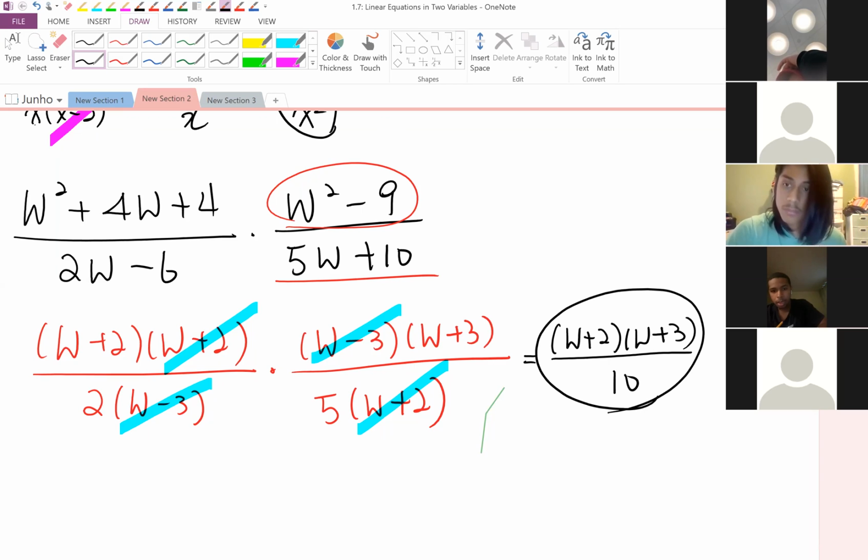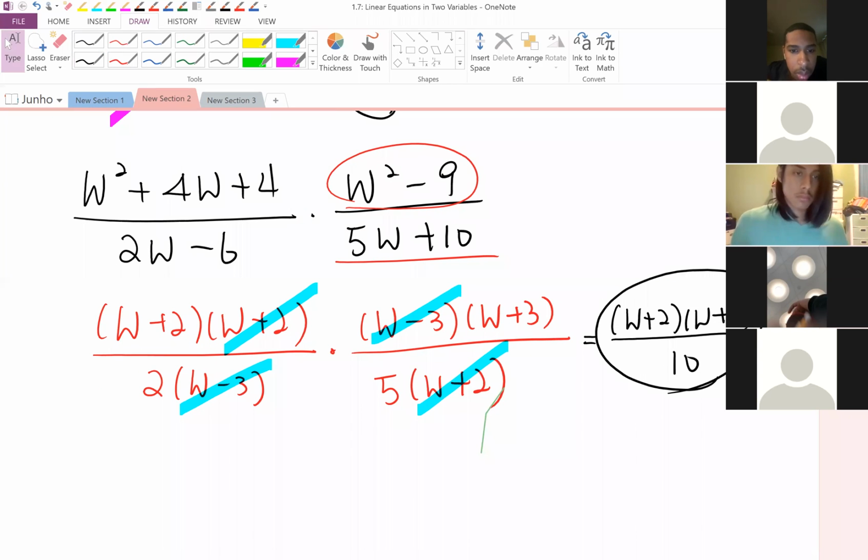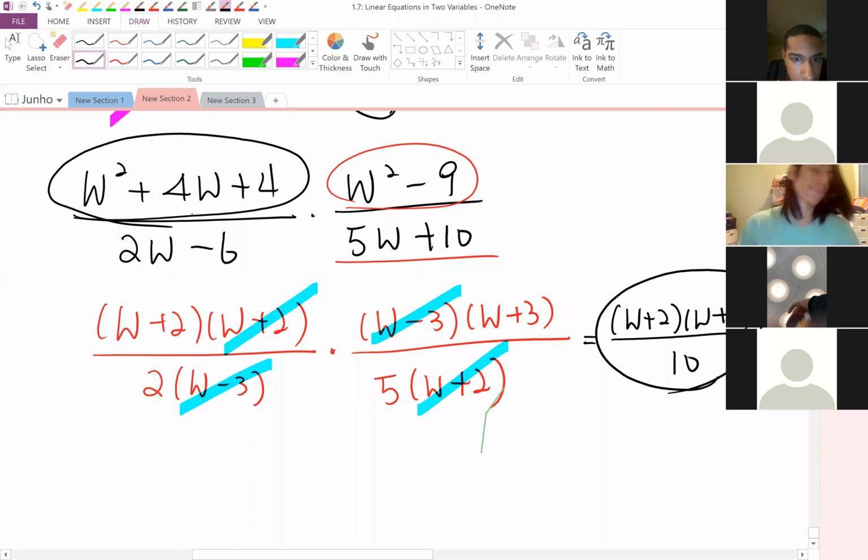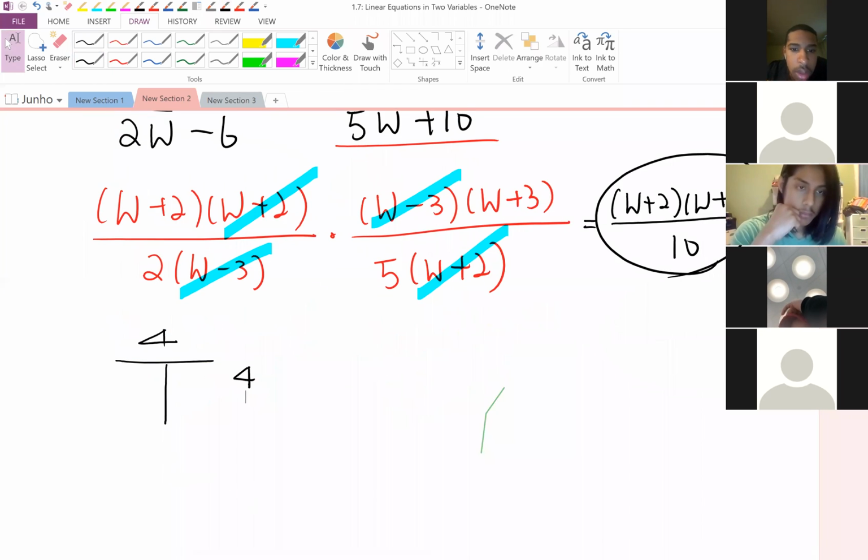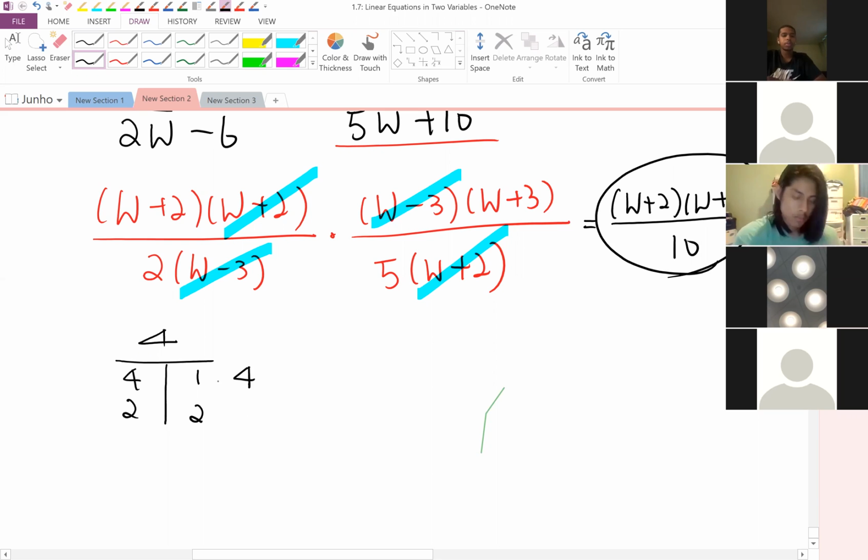I have a question. When you're simplifying, for example w squared plus 4w plus 4, and you got w plus 2, w plus 2, how do you do that? Basically this is trinomial factoring. You find two factors that multiply to 4 and sum to 4. You can break them out: 4 times 1 or 2 times 2. Which sum gives you 4? 2 and 2. That's the reason we got w plus 2 and w plus 2. All right. Thank you.